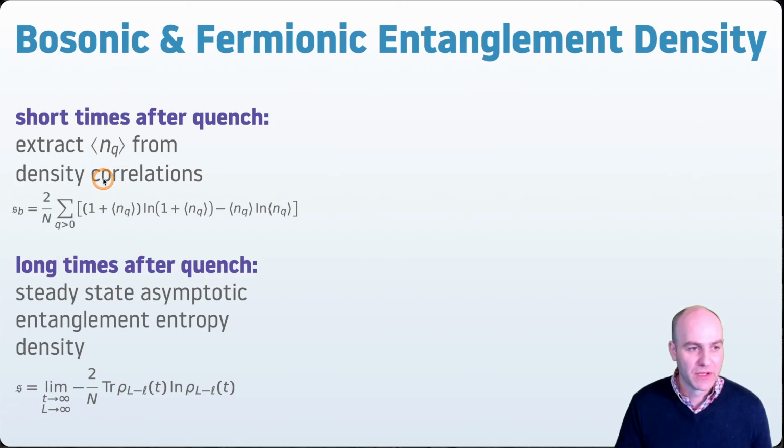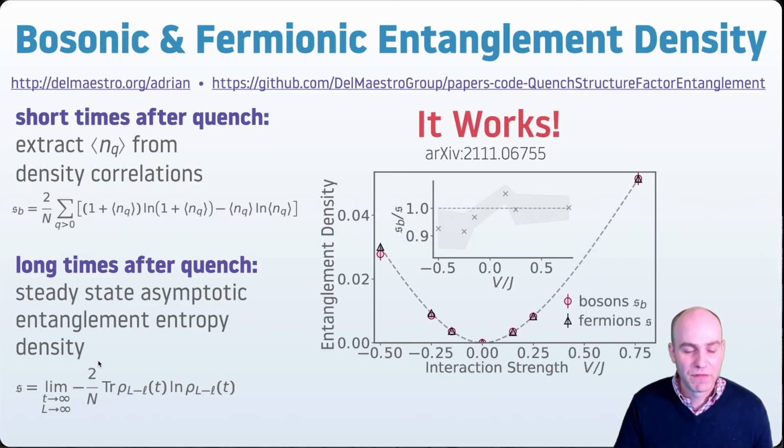All right, so putting everything together, at short times after the quench, we extract the boson occupation numbers from density correlations via the structure factor, and then we use this free boson formula to compute the entanglement density. At long times after the quench, we use our exact diagonalization to compute the asymptotic entanglement entropy density. Putting everything together, we find that the agreement that we hypothesized works extremely well. This is the entanglement density as a function of interaction strength. The red here is coming from the short time dependence of density-density correlations, in other words, from the bosons, or the structure factor. And the triangles here come from the actual ED of the underlying fermions.